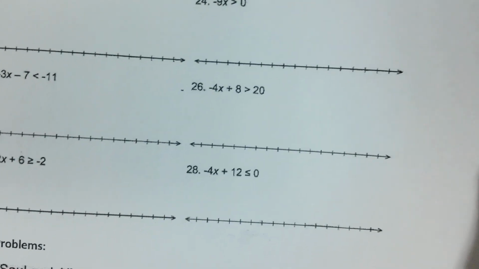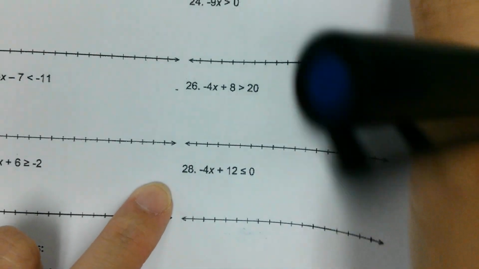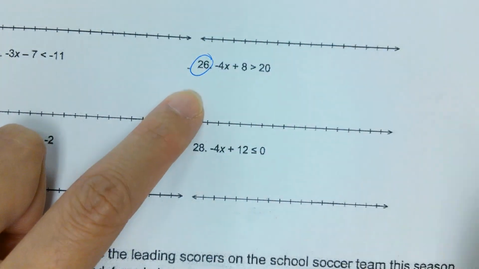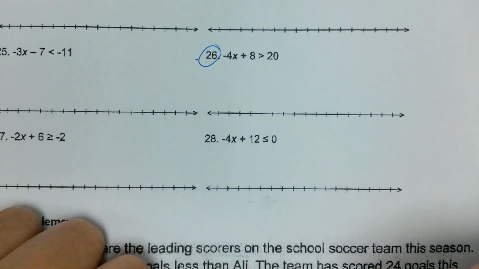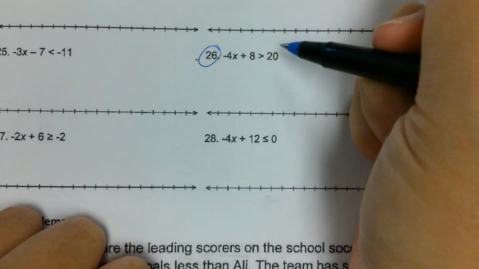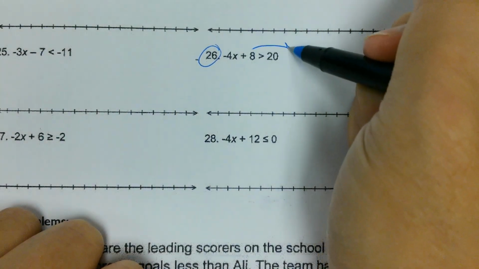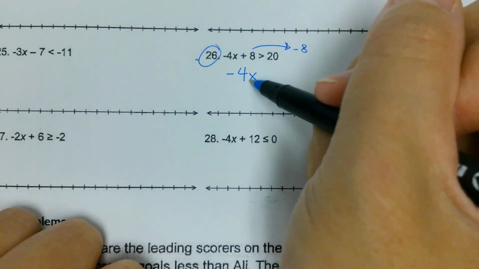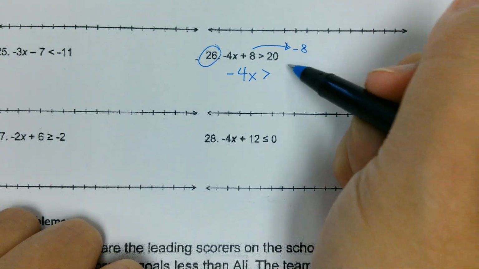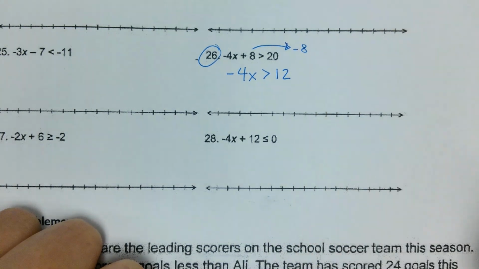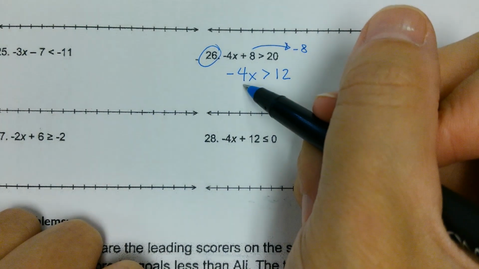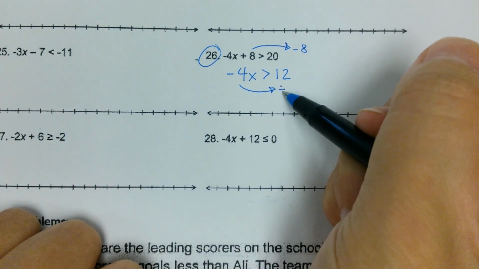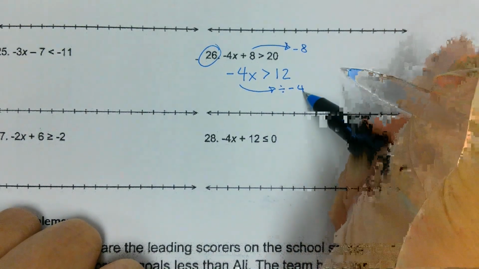Okay, last example. Let's do number 26. Okay, let's do number 26. What do I move first? Move that 8 over. Becomes -8. So I have -4x greater than. And then divided by -4. So what is x?